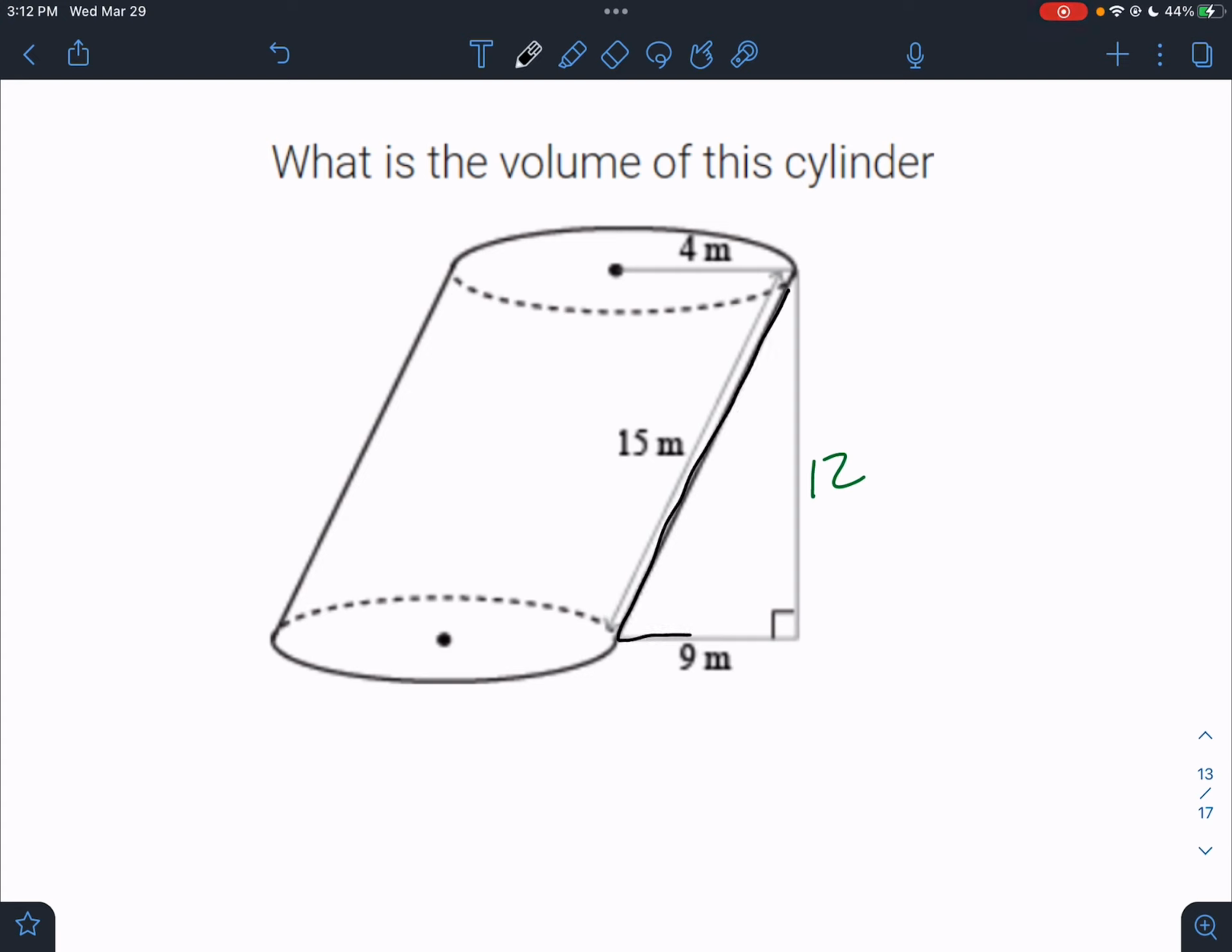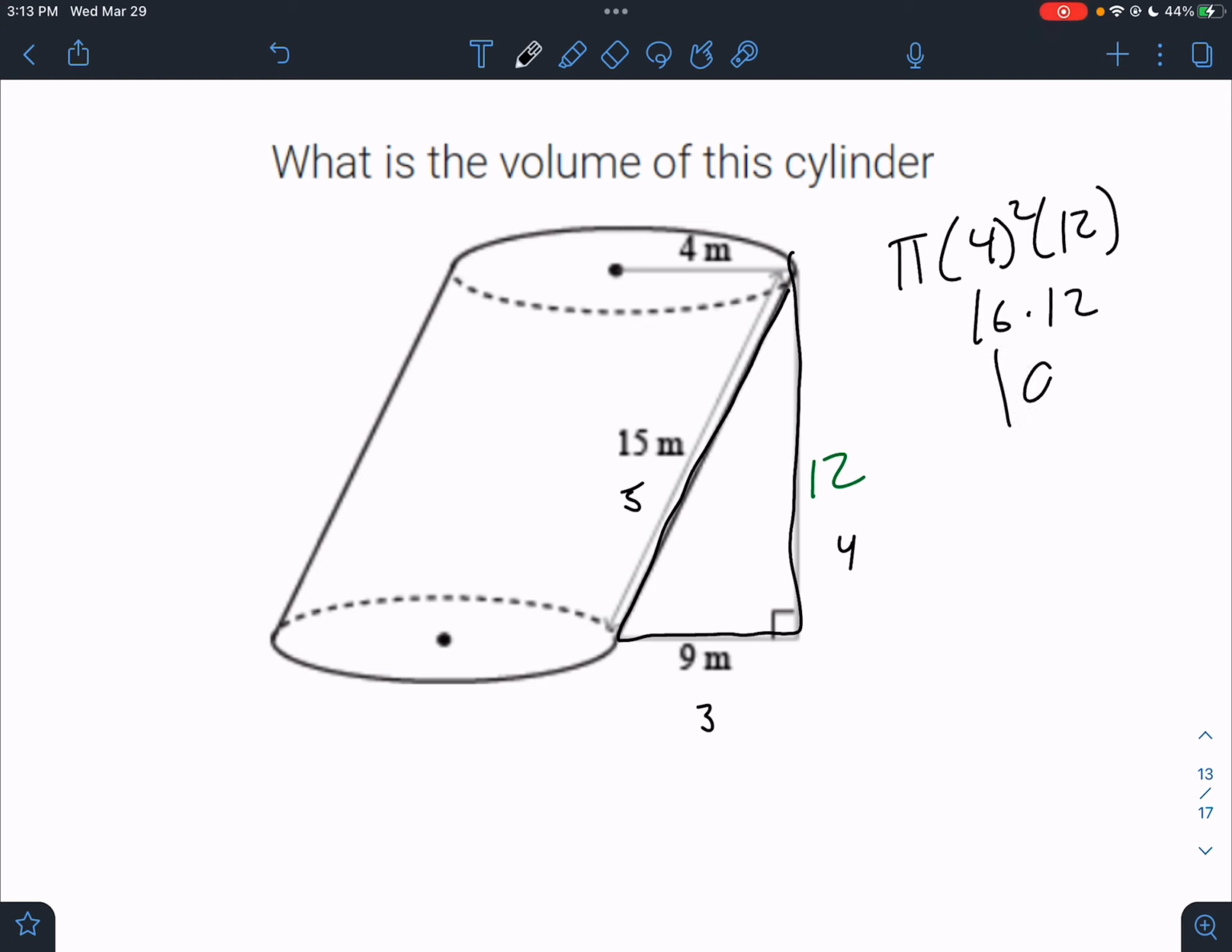It's 12. How do I know? Because this right triangle is a 3, 4, 5 triangle. So I know that the height there is 12. So this is going to be pi times 4 squared times 12. That's the answer. That's going to be 16 times 12, which is 160 plus 32. It's going to be 192 pi. That's the volume of this cylinder.